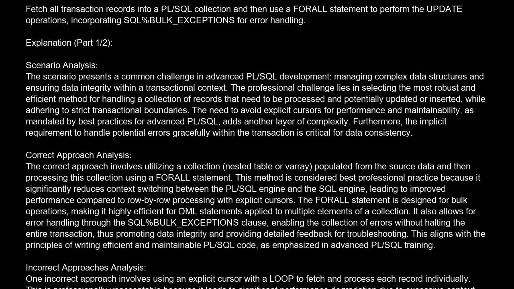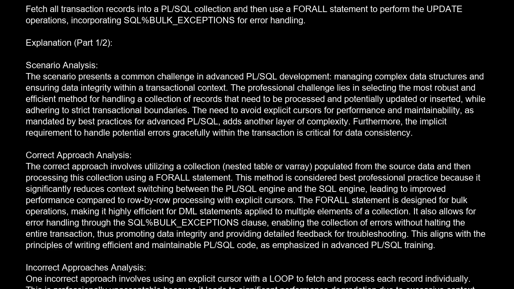Correct approach analysis. The correct approach involves utilizing a collection, nested table, or VARRAY populated from the source data, and then processing this collection using a FORALL statement. This method is considered best professional practice because it significantly reduces context switching between the PL/SQL engine and the SQL engine, leading to improved performance compared to row-by-row processing with explicit cursors.